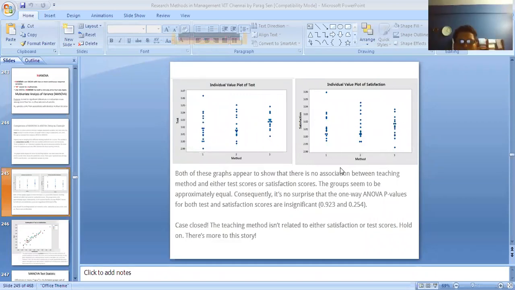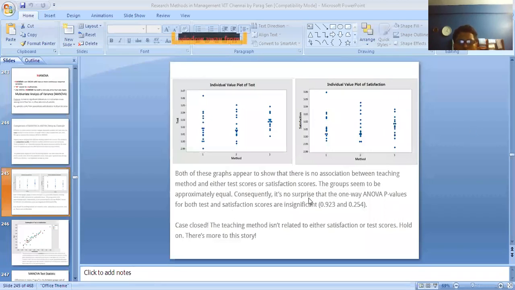Similarly, you can also see that the data for different teaching methods in terms of the satisfaction score are also very scattered in nature. That means you cannot say that one particular teaching method or some particular teaching methods provide higher satisfaction scores. So that is said here: the groups seem to be approximately equal, or more or less equal.